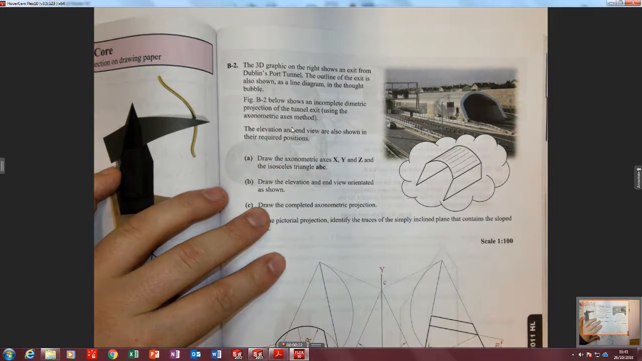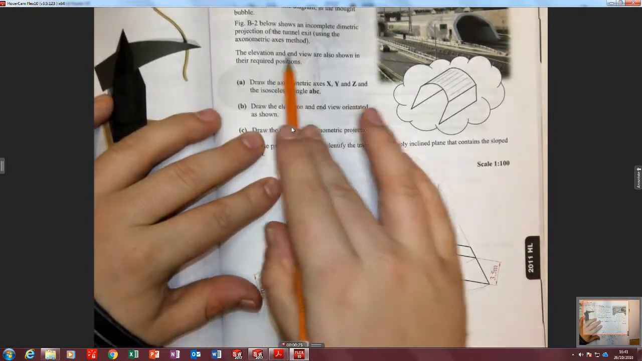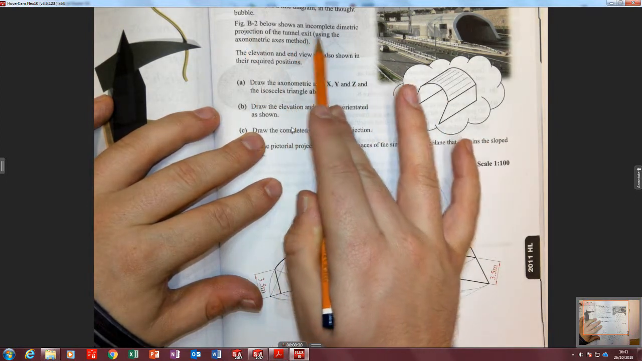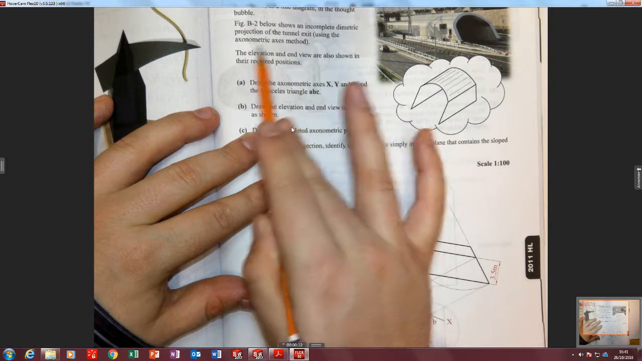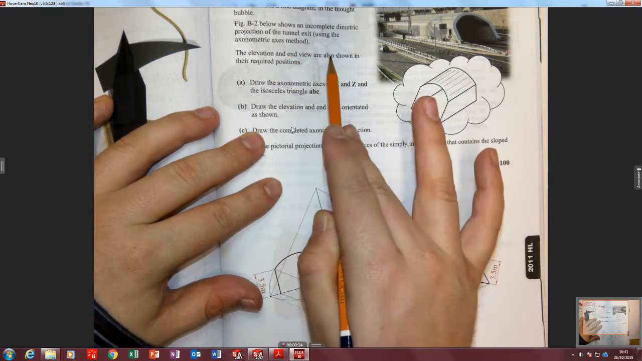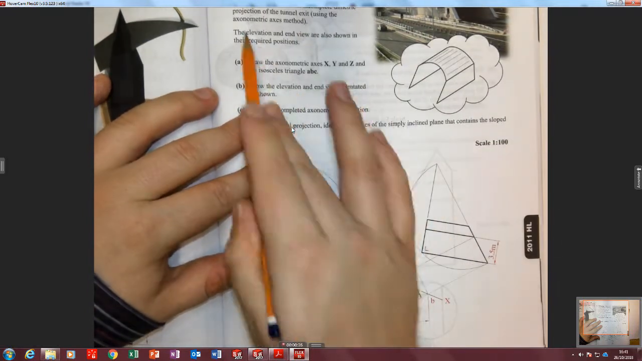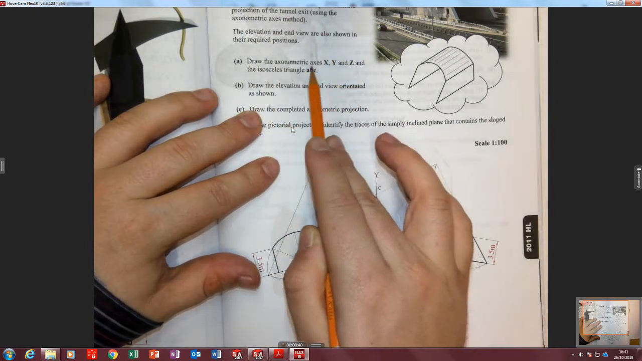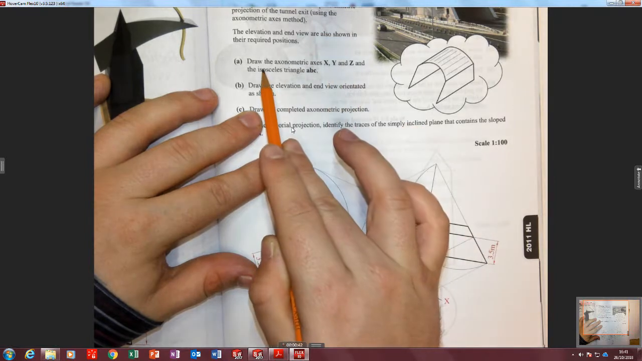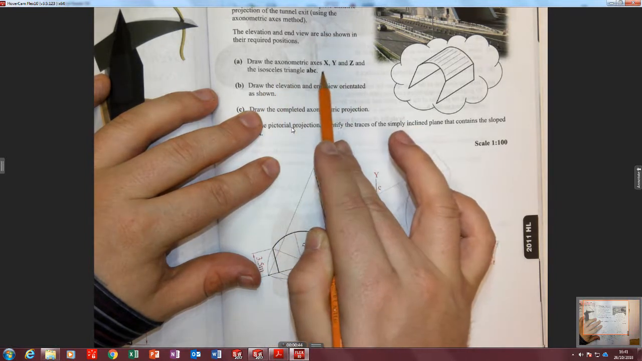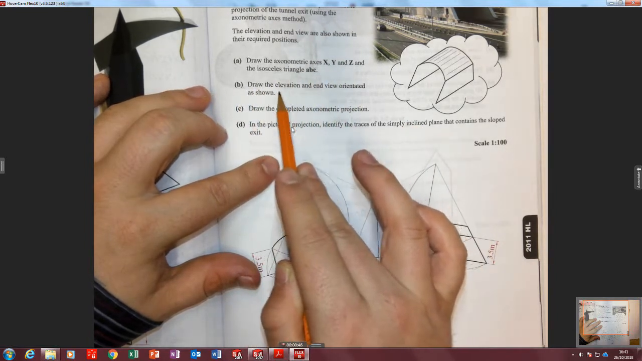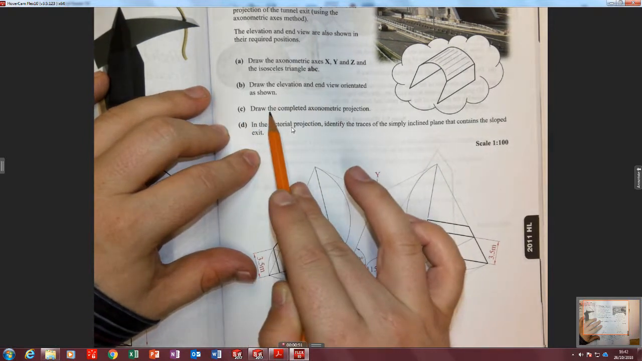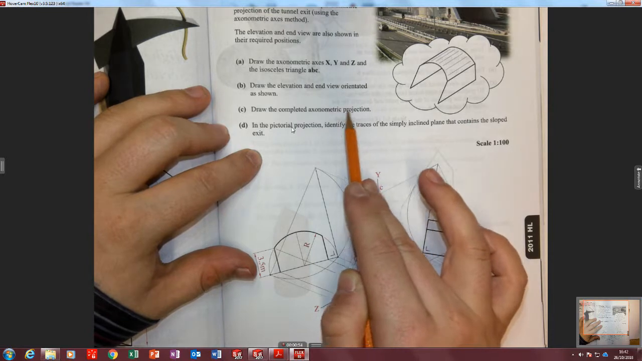Figure B2 below shows an incomplete dimetric projection of the tunnel exit using the axonometric axis method. The elevation and end view are shown in their required positions. Part A. Draw the axonometric axis, X, Y, and Z, and the isosceles triangle A, B, and C. Part B. Draw the elevation and end view orientated as shown. Part C. Draw the completed axonometric projection.